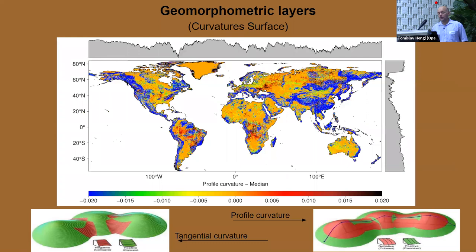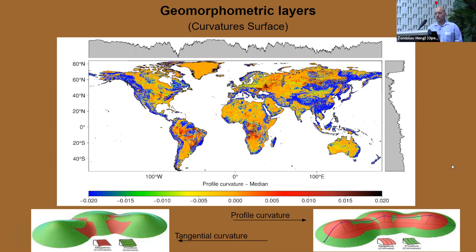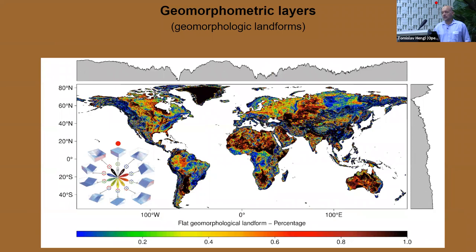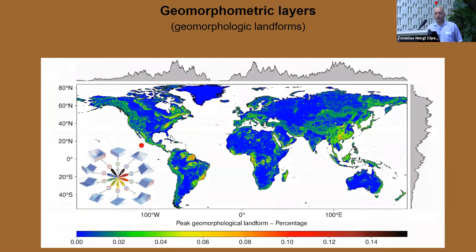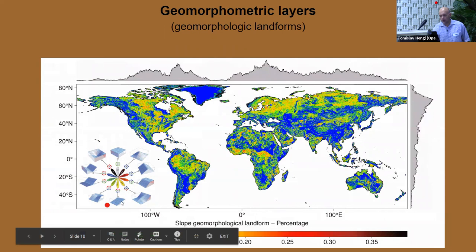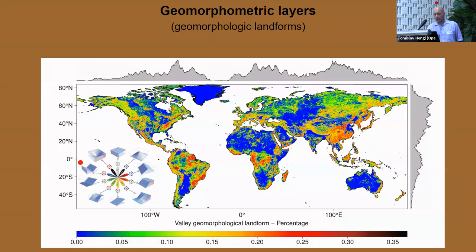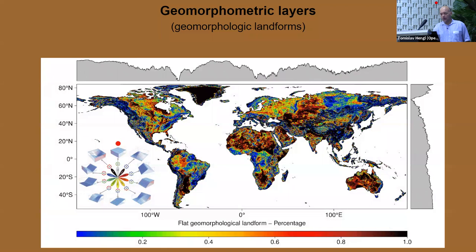Then, for example, the curved surface: as you can see, we can have profile curvature and tangential curvature, like I mentioned, according to the different directions of the second derivative that we calculate. The combination of roughness and curvature surface gives us the so-called geomorphological landform. For example, over here, it's quite small, but you can see the different peaks, edges, and the different shapes of the geomorphological landforms, how they can be mapped and how they differ in terms of concentration in percentage in different parts of the world. All these data sets at the moment are at 90 meter resolution.